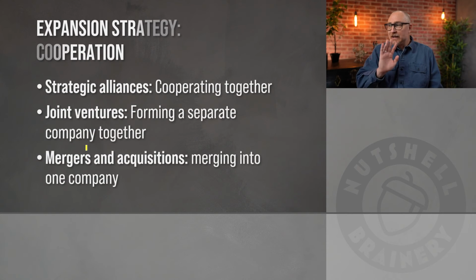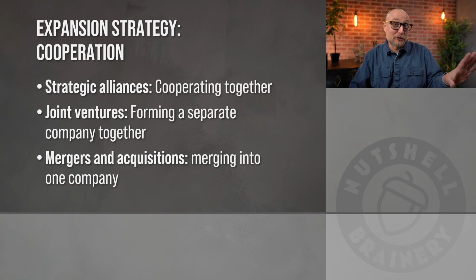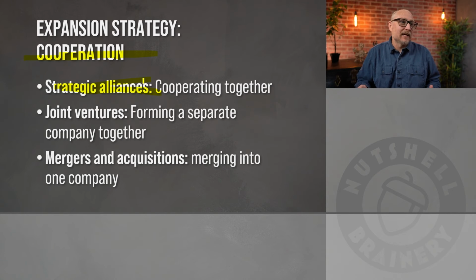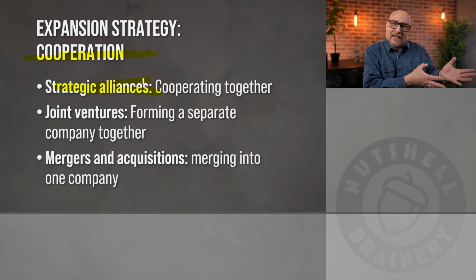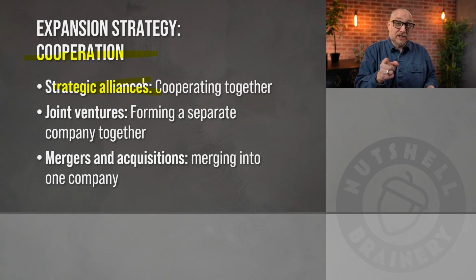Okay. Next expansion strategy, I told you there were a lot of sub-strategies here, is cooperation. And there's even some sub-ways that you can do cooperation. One is through strategic alliances, where two companies get together and say, hey, you know what? There's a market need out there for this product. You have the technological know-how. I have the manufacturing capability. Why don't we get together, each bring our own special sauce to the table, and we can provide this to the market? Another one is a joint venture.